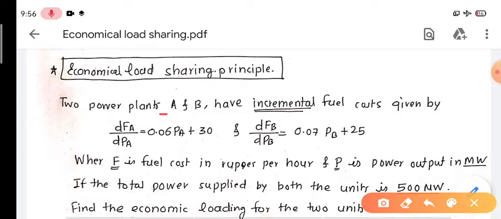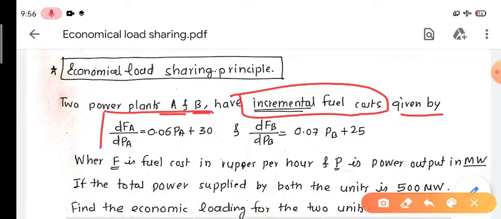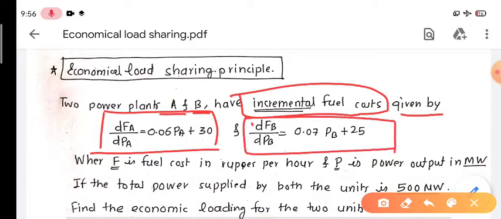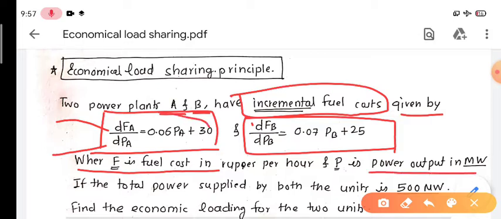Two power plants A and B have incremental fuel cost given by dFA/dPA equals 0.06 PA plus 30, and dFB/dPB equals 0.07 PB plus 25. So this is an incremental rate for fuel cost. In the numerator it is a cost and in the denominator it is an output, where F is fuel cost in rupees per hour and P is power output in megawatt.